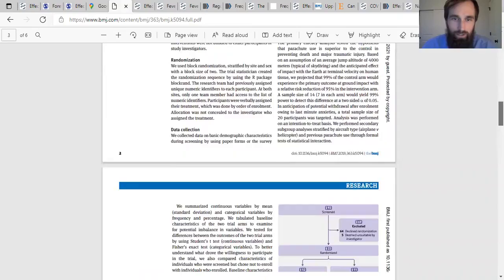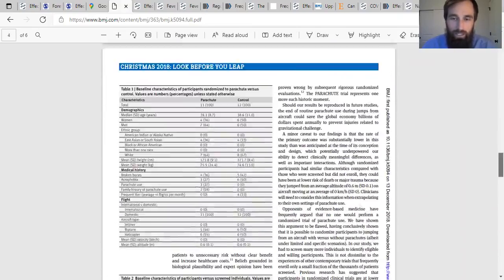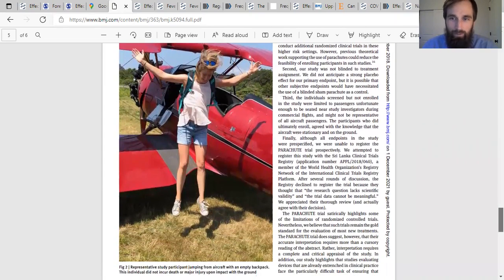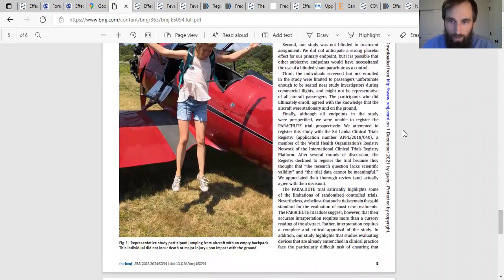This doesn't have anything to do with what we're talking about as far as therapies, except for the sense that the whole purpose of this, they wrote this up and it was published in the British Medical Journal. The whole purpose of this parachute trial, they are using professional British medical journal satire to highlight some of the limitations of randomized controlled trials. They were saying that they believe randomized controlled studies are the gold standard.